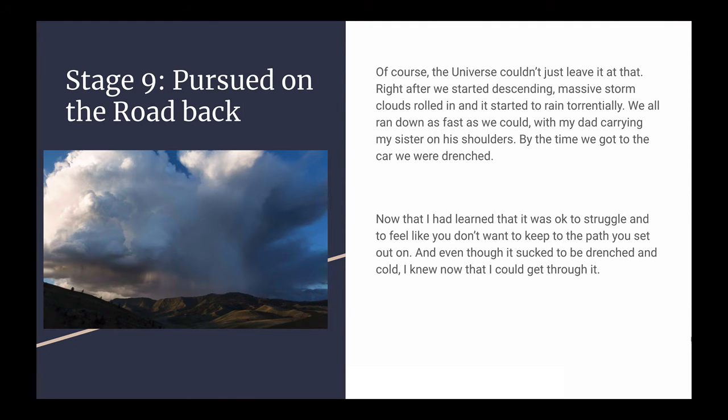And then we get to stage 9, which is being pursued on the road back, because of course, when you're at the top of the mountain, your journey is obviously not over, right? So they had to climb back down, during which time there was this giant storm. And so when they get to the bottom, they're drenched. That's their pursuit on the road back. It's when you've achieved your goal, but your story isn't quite done yet. And so he has an intrinsic road back as well.